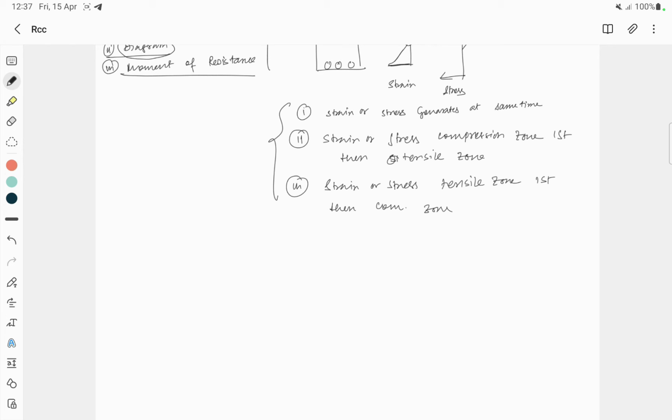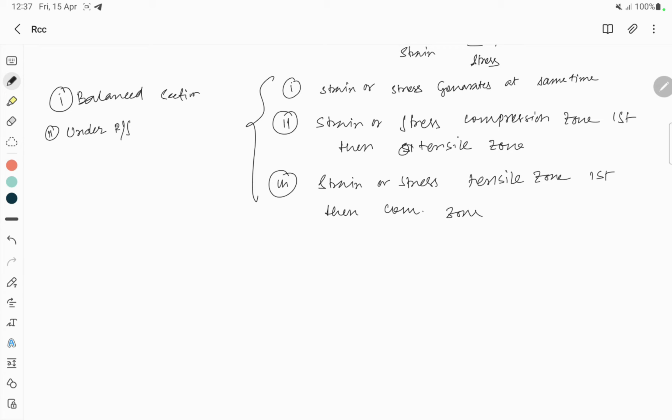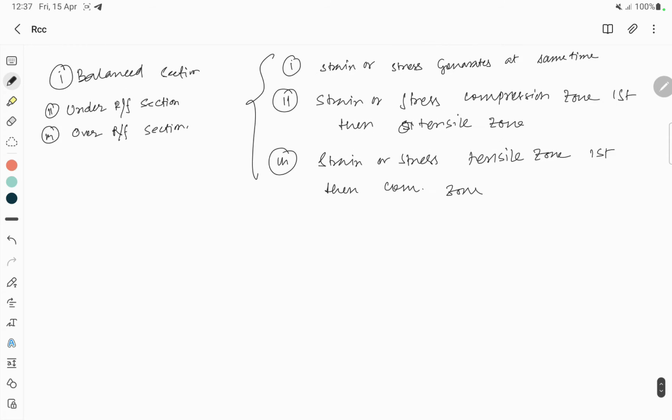So based on 3 scenarios, there are 3 conditions. One is your balanced section, another is under reinforcement section, number 3 is over reinforcement section. Okay, these are the 3 scenarios. So in this video, first we discuss the concept of balanced section.